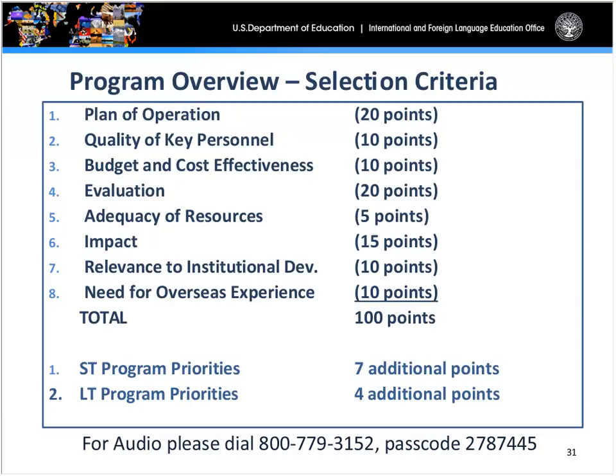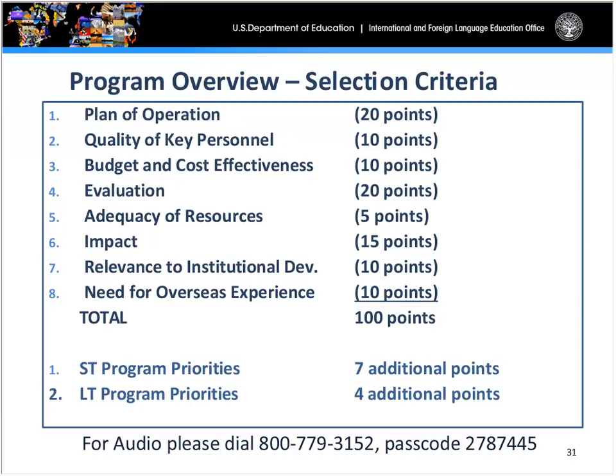So the first one being the plan of operation, which is worth 20 points. Again, the same selection criteria for the short term as well as for the long term. And here's where you give the reviewer an idea of exactly what you're planning on doing when you're in country, as well as how the impact will go for the instruction, how the language, how the culture, everything that you're going to be doing over the next 4 to 6 weeks if you're doing a short-term seminar, and if you're doing a long-term advanced language seminar, what your plan is for the actual advanced language portion of what you're doing.